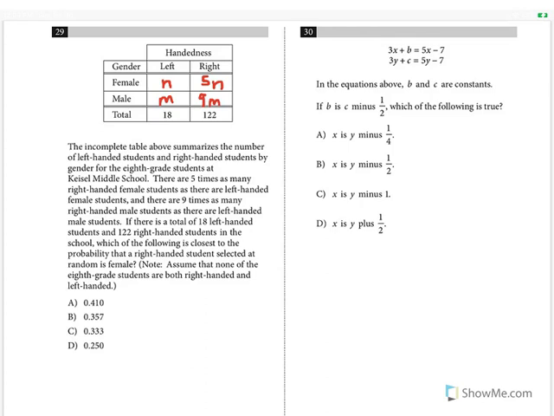And now we have a system of 2 linear equations. We have n plus m equals 18, and we have 5n plus 9m equals 122. Now rearranging our first equation, we have n equals 18 minus m. Actually, we're looking for female, so female is n, so we want everything in terms of n. That means m is going to equal 18 minus n. So now we have 5n plus 9 times (18 minus n) equals 122.